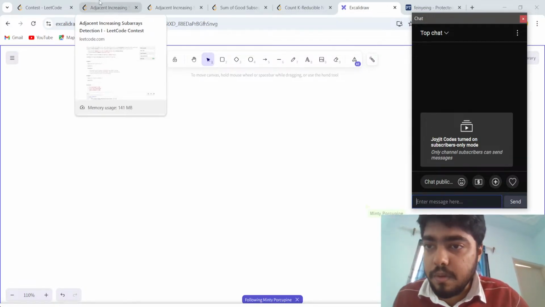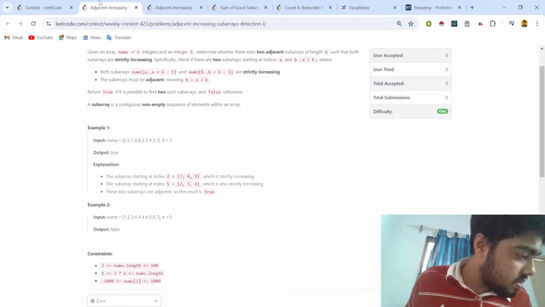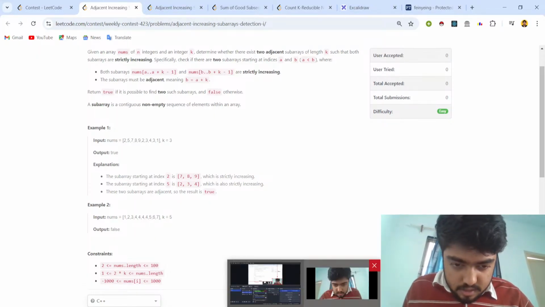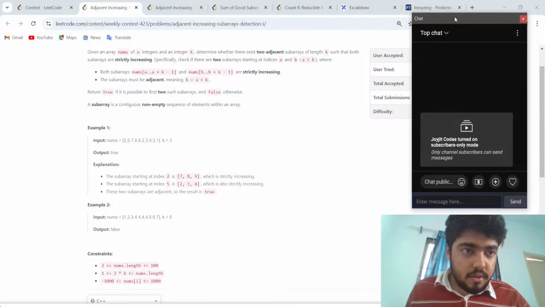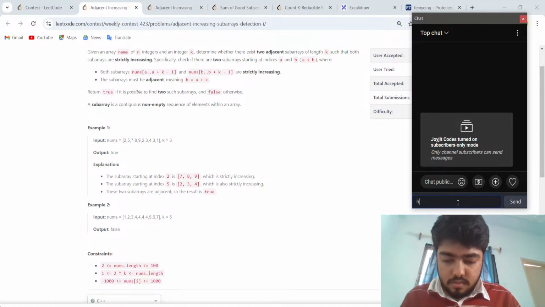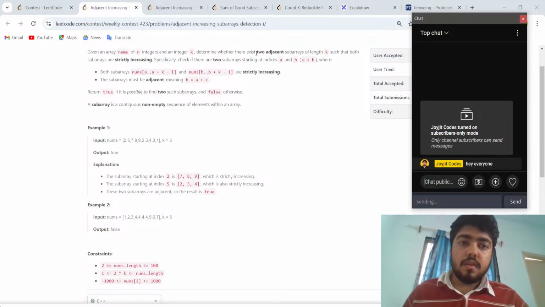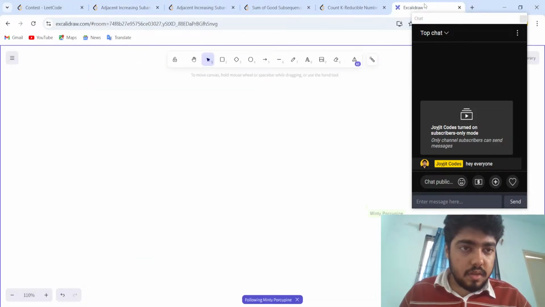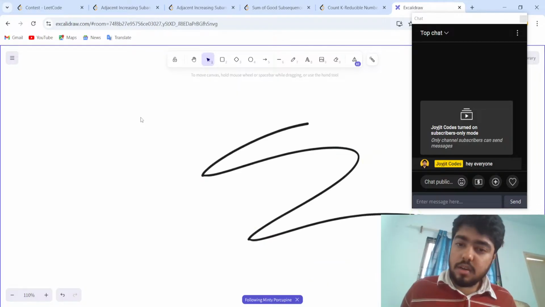I'm perfectly audible. So let's start with today's solutions. Oh, I think I forgot to turn on the chats. Just a minute. I'll just quickly turn on the chats. Just remove this and open this. Excalibur. I think it works perfectly. Yeah, it works.